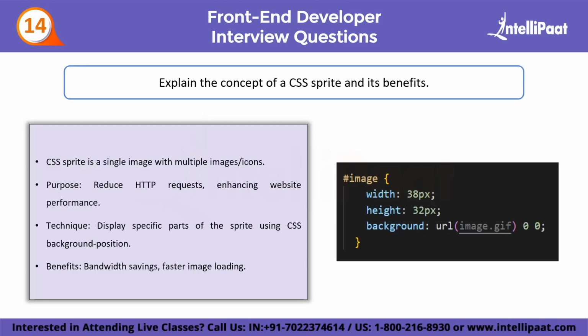The answer to this question would be, a CSS sprite is a technique in web development where multiple images are combined into a single image file. These images are then displayed on a web page using CSS background positioning. This reduces HTTP requests because instead of loading multiple images individually, a single sprite image is downloaded. This speeds up the web loading time, especially on slower internet connections. Now, because there is only one image file to download, the web page loads faster.